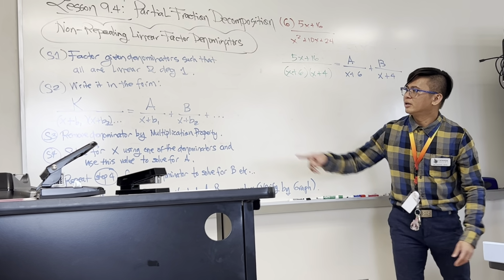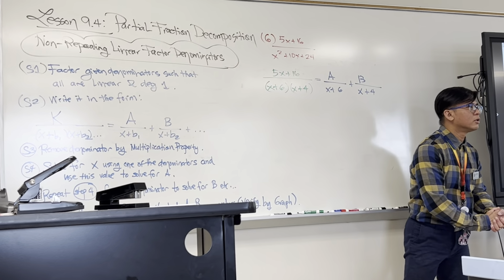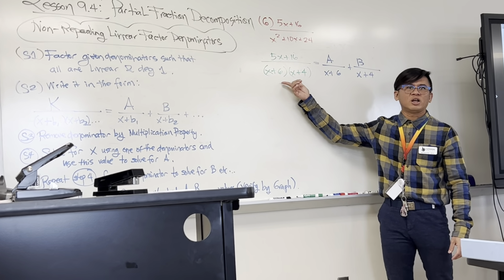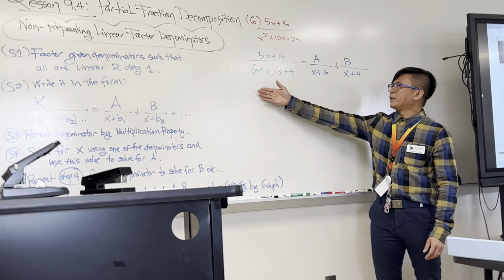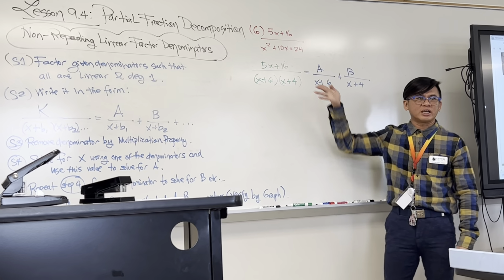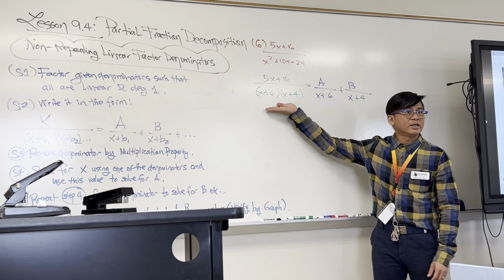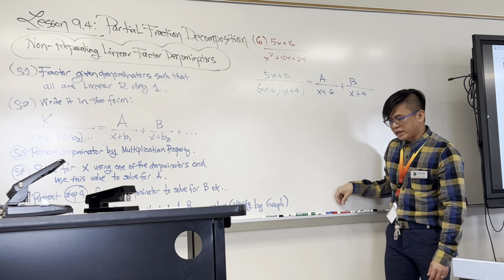McKinsey, go ahead. Remove denominator by multiplication property. Thank you. We want to get rid of the denominator by multiplying each of these fractions by this. Get it? So let's do that one in here.